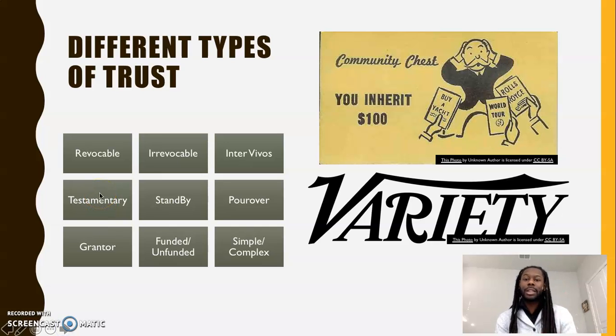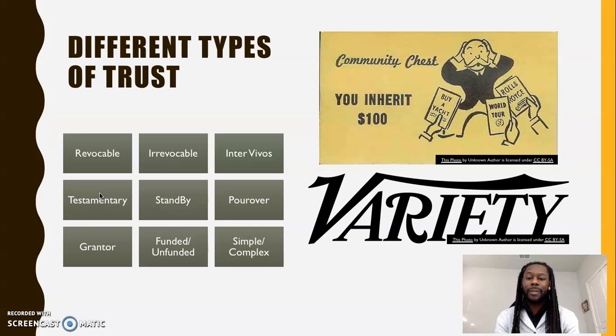The different types of trusts. I used the Community Chest. I'm a very huge Monopoly fan, so I definitely wanted to take advantage of using that. But there's a variety of different trusts that we can use. There's revocable, just to name a couple: revocable trust versus irrevocable trust. Inter vivos, which we'll talk about in a few slides. There's testamentary, and there's also a standby trust and a pour over trust. There's also a grantor generated trust. There's also funded versus unfunded trust, and then also simple versus compound trust.